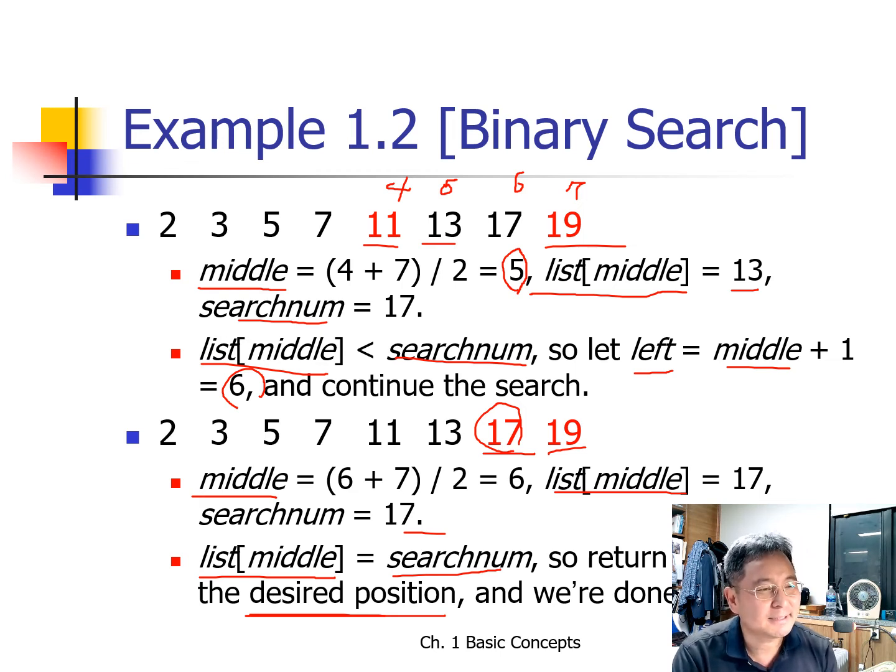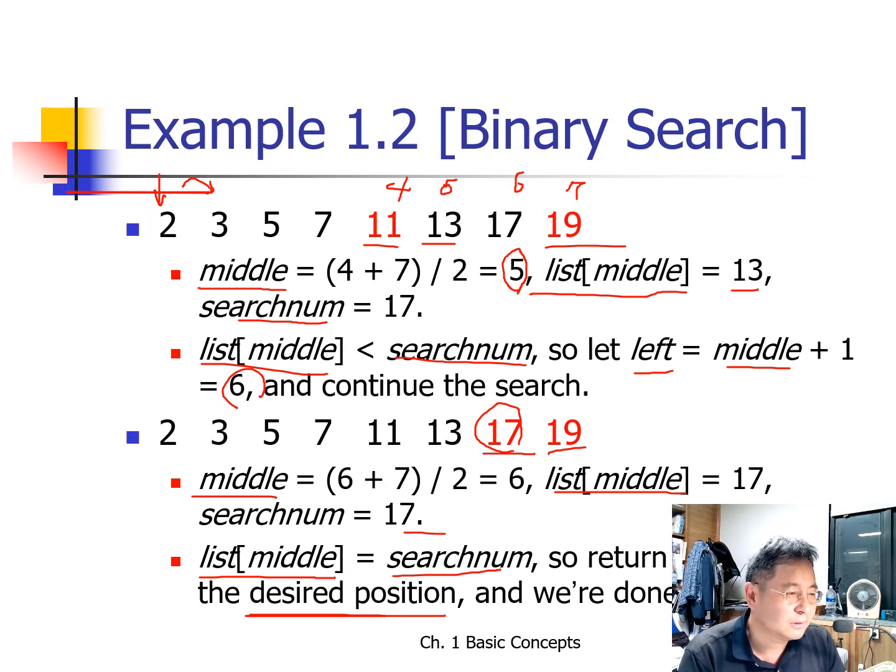I think this is much more efficient than sequential search. Sequential search means that it will start from the first element and compare with such num. 2 and 17, no, not the same. And going to the next element, 3, compare 3 and 17, no. In this way, we will proceed one by one to the right. So that is the sequential search method.